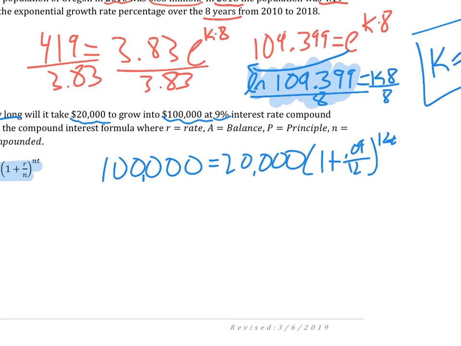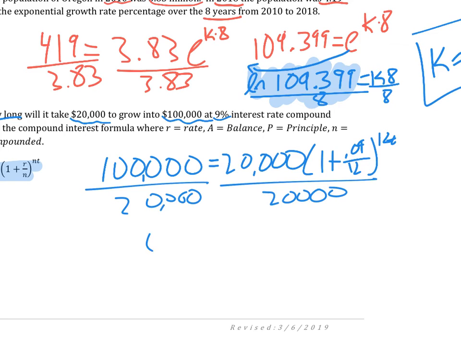We want to figure out how long it's going to take to go from 20,000 to 100,000, so 5 times bigger. Let's divide this by 20,000 first, and that's going to give us 5. 5 equals 1 plus 0.09 over 12, to the 12t. Let's get that as a decimal: 1 plus 0.09 divided by 12 is just 1.0075.